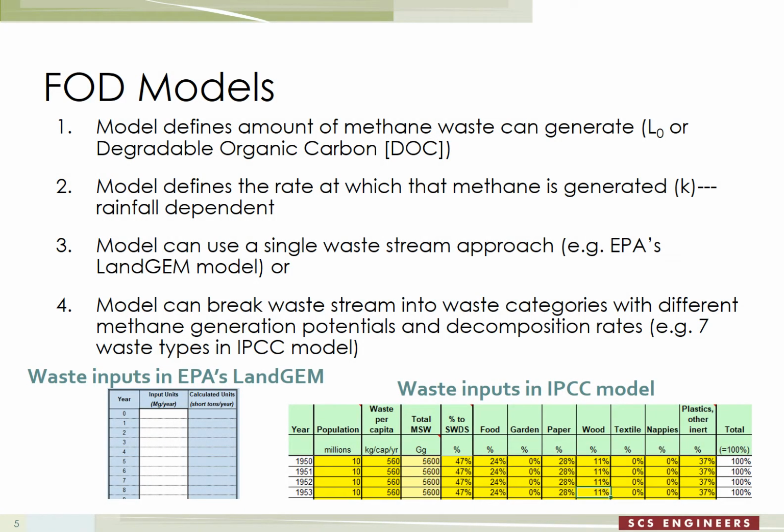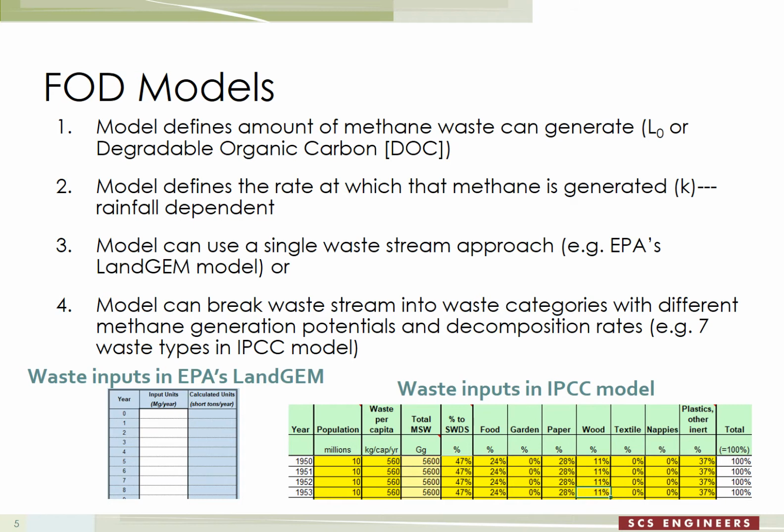So what are the basics for a first order decay model? It takes an amount of the waste that can actually degrade and produce methane, which you can either call the L sub naught value or the degradable organic carbon value, input to the model. Also, there's a K value, which is the decay rate, how quickly the waste breaks down to produce methane, and that, of course, is rainfall dependent, since it's dependent on the amount of moisture in the landfill. And then finally, of course, you input the waste tonnages, usually on an annual basis, and then you can estimate the amount of methane that's being generated.